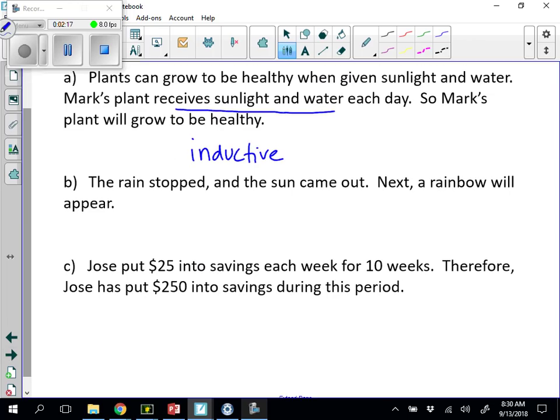Okay, part B. The rain stopped, the sun came out, next a rainbow should appear. So do you think this is inductive or deductive? I observed the rain stopping and then the sun came out. So in my past, I usually see a rainbow. Okay, this is also inductive. This is because I have normally seen a rainbow appear. We all look for rainbows. Sometimes we don't see them though. So this is inductive versus deductive because it's based on what I have observed in the past and what I expect to happen in the future.